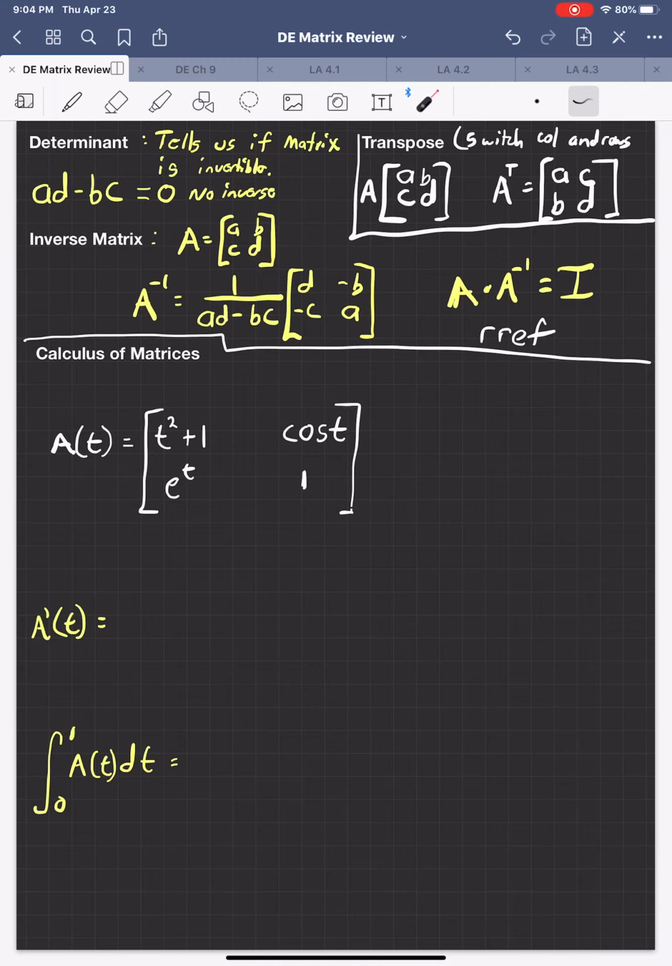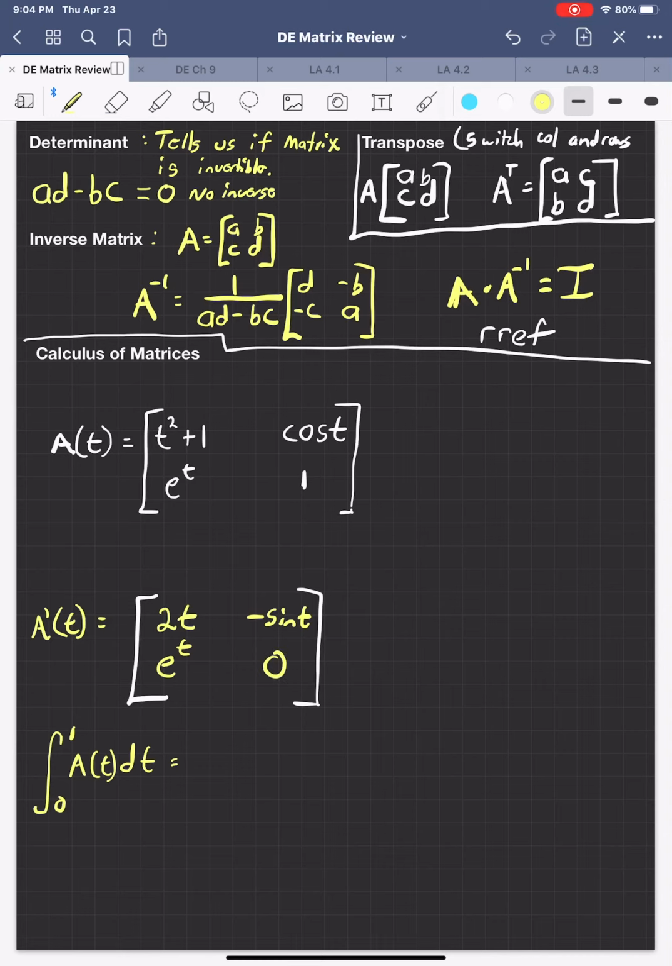So, really quickly, the derivative A prime of t is fairly straightforward. You would simply go through and take the derivative of each entry with respect to t. So A prime of t would, entry by entry, be 2t. And the derivative of cosine is negative sine of t. And the derivative of e to the t is still e to the t. And of course, the derivative of 1 is 0.